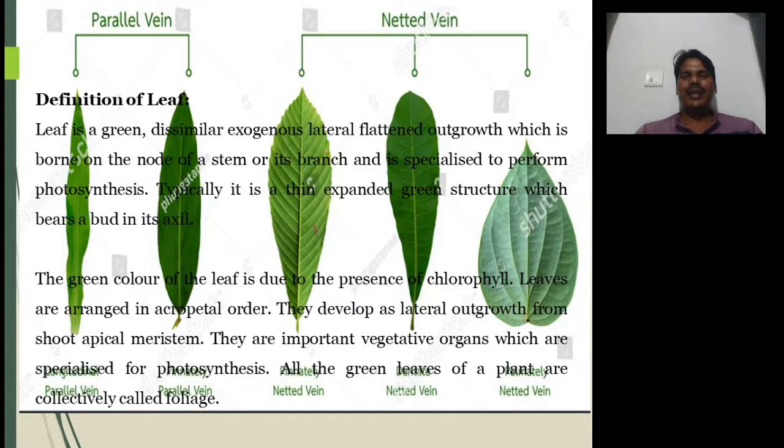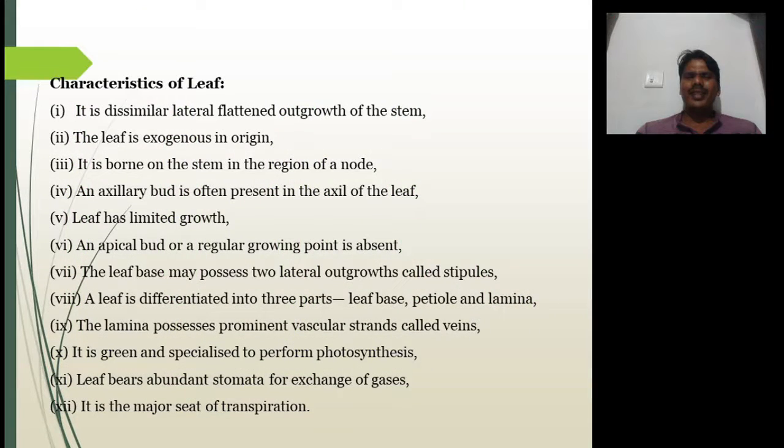All the green leaves of a plant are collectively called foliage, and the whole shape on the petiole, the whole organ of green-colored flattened structure, is called foliage. And what are the characters of the leaf, the characteristic features? What are its particular functions? What are the characters of the leaf? We discuss them one by one.